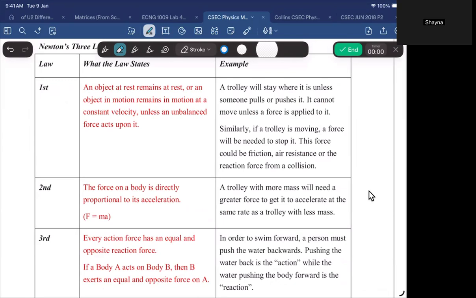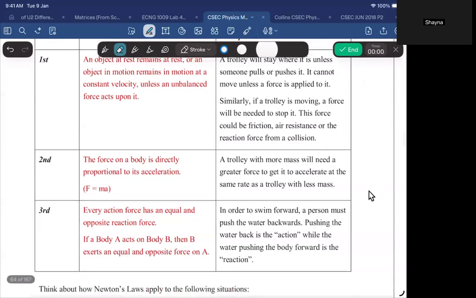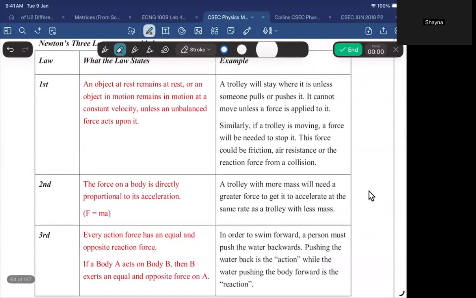So an object will remain at rest unless acted upon by an external force. All of that is correct. So the main point here is that an object will remain at rest or remain in motion unless an external force, or an unbalanced force, acts on it. That's fine. So you understand the first law, right? Yes, sir. Okay. I presume we don't need to go through the example. It makes sense. Yes, sir.